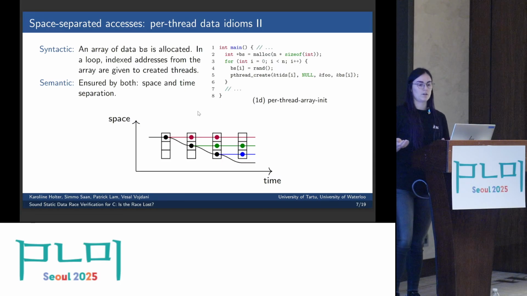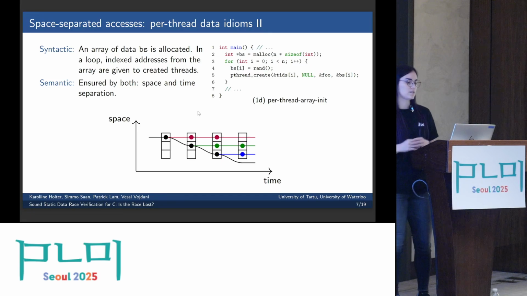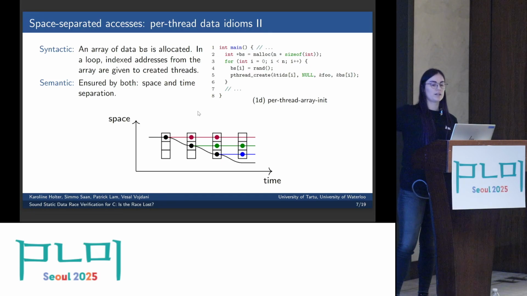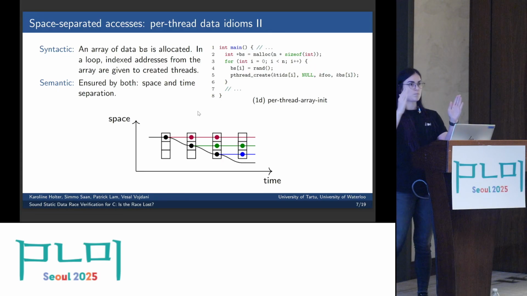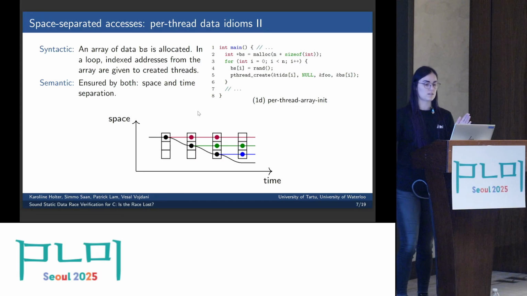Another example of data being passed to threads is where the main thread creates an array, and then within a for loop passes an indexed address from this array to each thread. So each thread has its own part of the array that it accesses. So here we have this space separation.